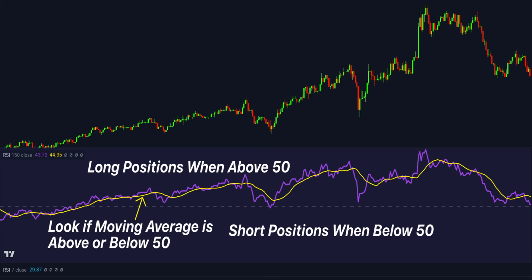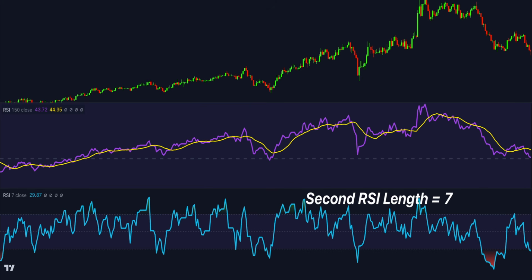To get better entries, I'm going to add a second RSI to our chart, but this one will have a lower length. In this case, I'm using 7. We use this RSI like I was talking about originally. This allows us to get entries in the ups and downs of the trend.